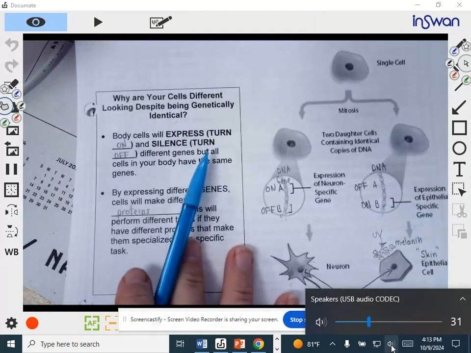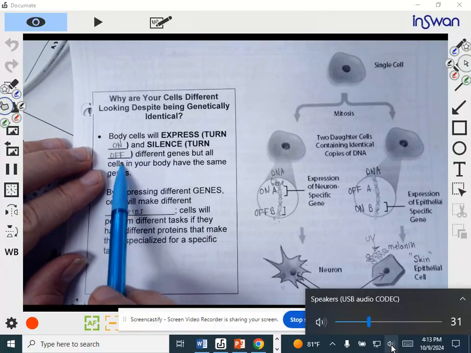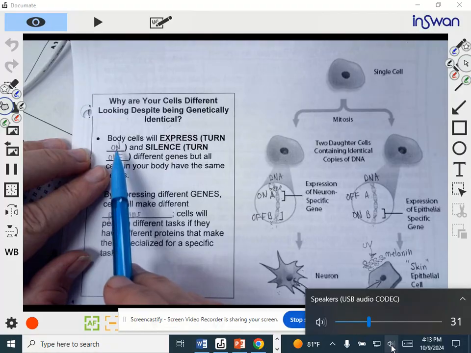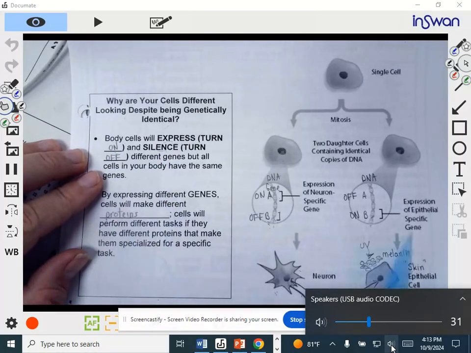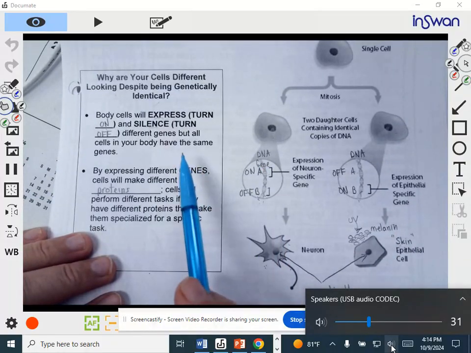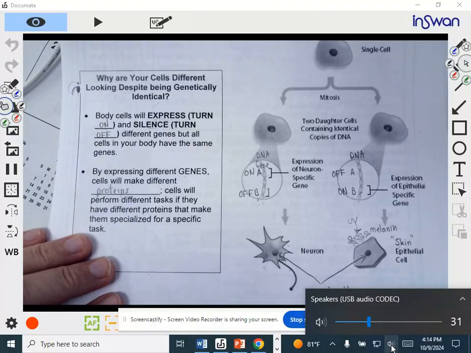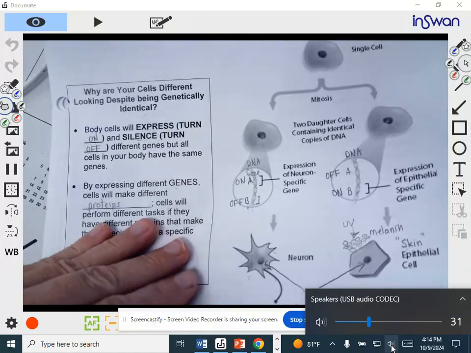The reason why they look different is that even though they have the same genes and the exact same DNA, they're going to turn on and off their different genes differently. Now, if we express a gene, that means that we turn it on. If we silence a gene, that means that we are turning it off. So when cells express genes differently, they're going to make different proteins, which allow them to do different jobs and look like completely different types of cells.